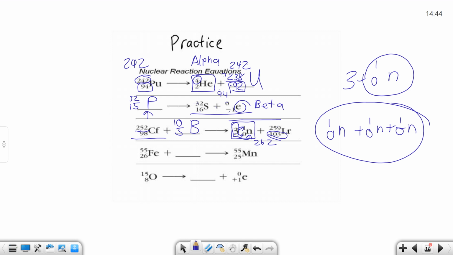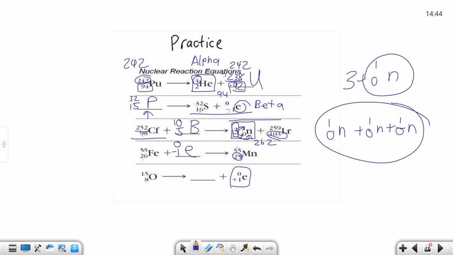Next one. I have 56/26 iron, 55/25 manganese. Well, it looks like the mass numbers are the same, so this provides 0 for the mass number. This 25 is 1 less than 26, so I'm actually losing 1. Hey, what's 0, negative 1? That's a beta particle.